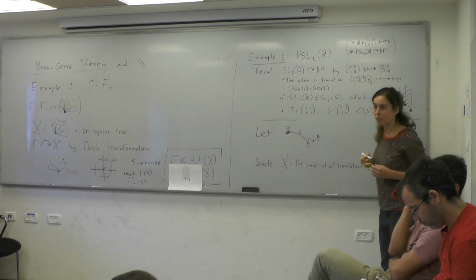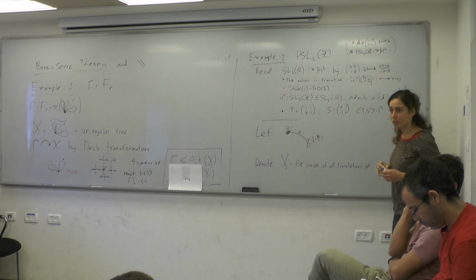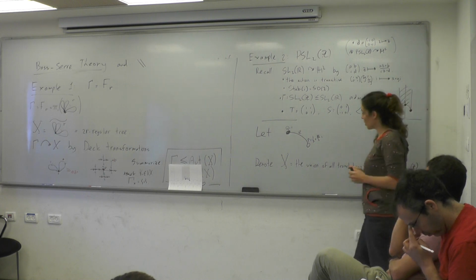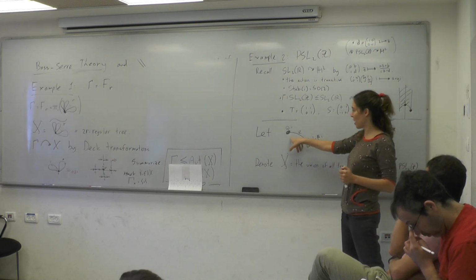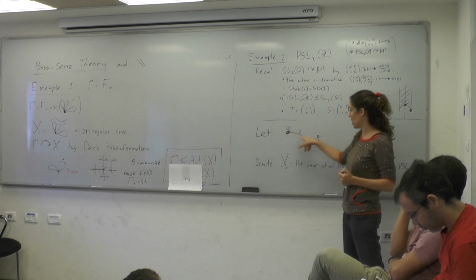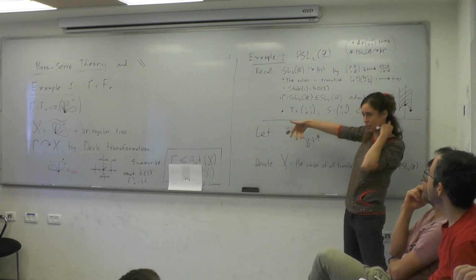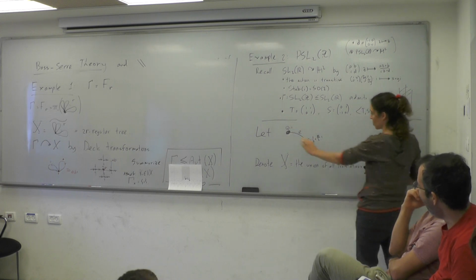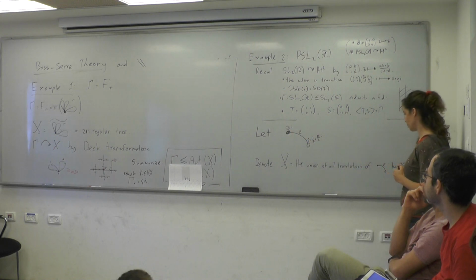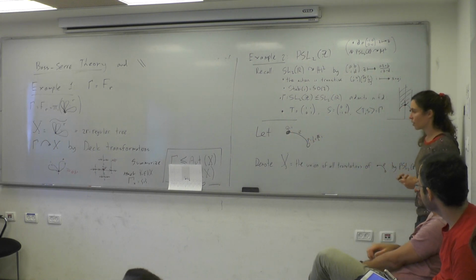So PSL2Z is going to preserve the edge orientation, right? It's true. So why is it going to preserve the edge orientation? Because Q cannot be moved to P. So it cannot invert the edge, because it cannot switch the points Q and P.